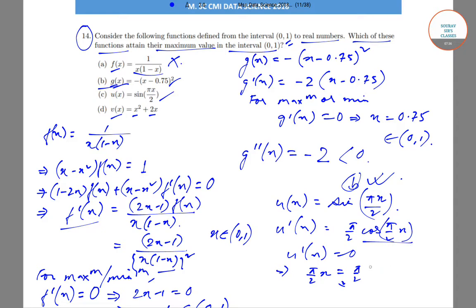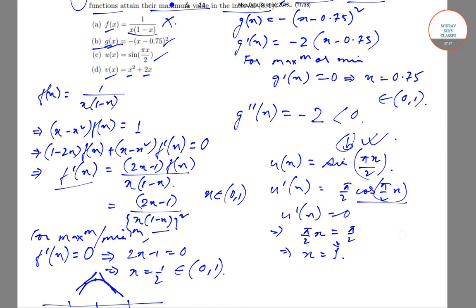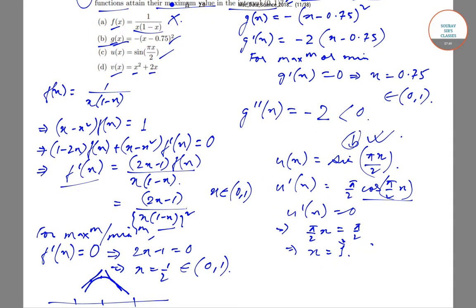Cos of x is equal to 0. So that means that x is equal to 1. Now x cannot be equal to 1 in this case, because if x is equal to 1, this does not belong to the open interval 0 to 1. So we are not considering this over here.